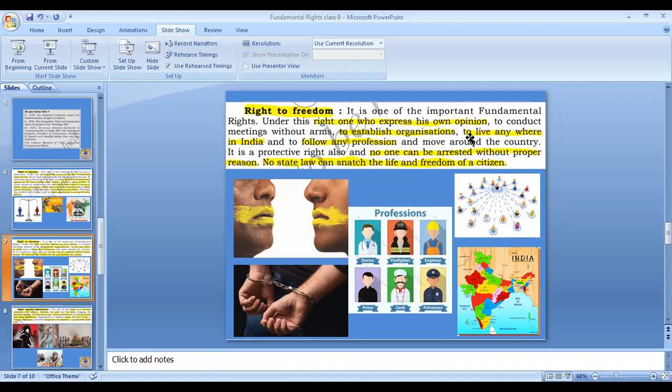Again, the right to freedom talks about living anywhere in India. If you are born as an Indian citizen, you can live in any part of our India. You can live in Jammu and Kashmir, that is Jammu and Ladakh now. Though that is not one state, they have divided it into two union territories. One is Jammu and another is Ladakh.